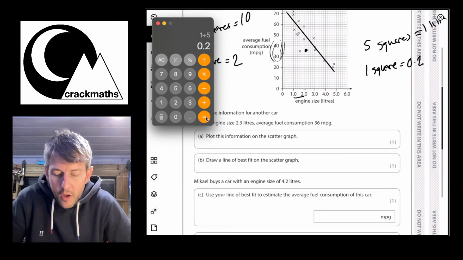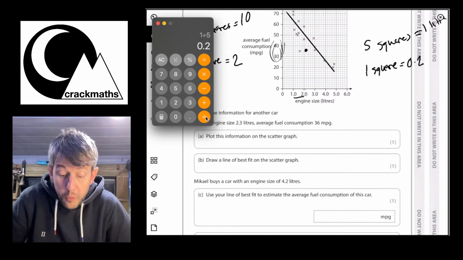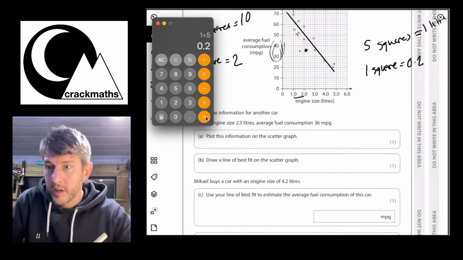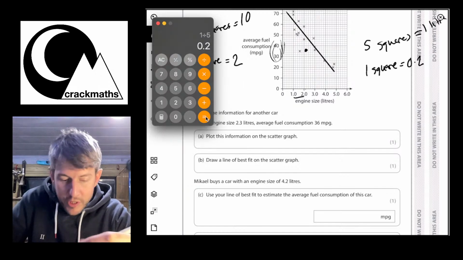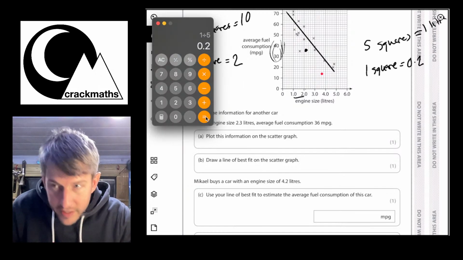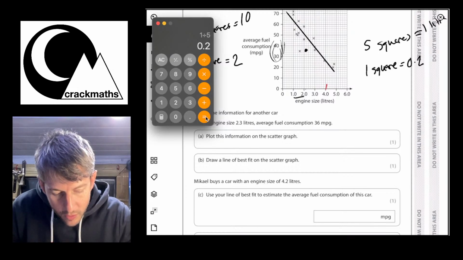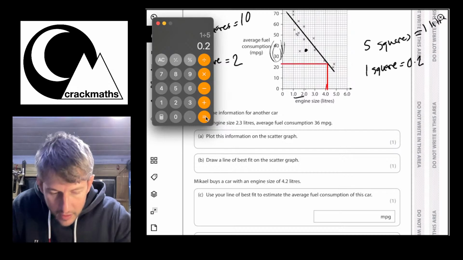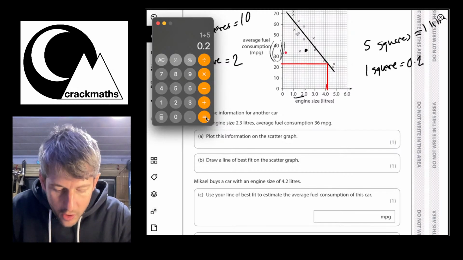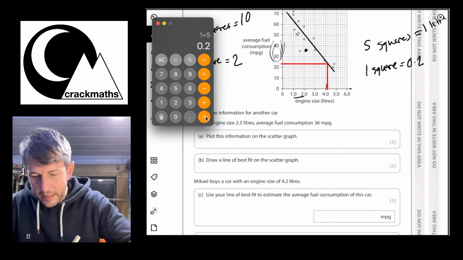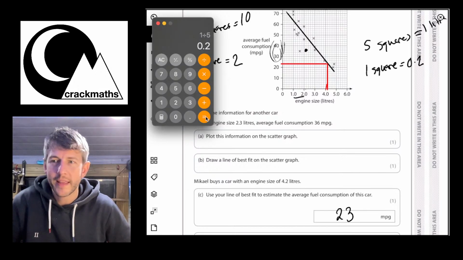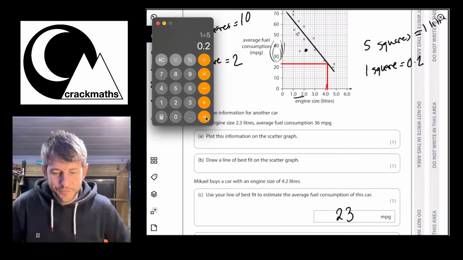Part C. Michael buys a car with an engine of 4.2 litres. Use your line of best fit to estimate the average fuel consumption. So what you're going to have to do is make sure you draw these lines on to show that you've done it correctly. We're going to draw up to the line, and then we're going to draw across here. And we're going to see here, this to me looks like that is about 23. Okay, so I'm going to write that as my answer. 23 miles per gallon. Okay, right, let's keep going.